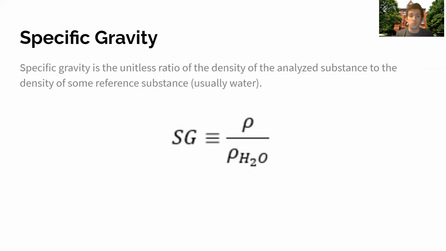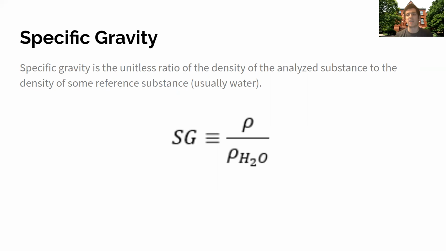The rho H2O, almost every single time that reference substance, that bottom term, is going to be water, unless in the text or in a problem statement you're specified otherwise. Sometimes they may say, okay, the reference substance is going to be some other liquid, some other compound. That is okay. Just make sure to use that density instead of the density of water.